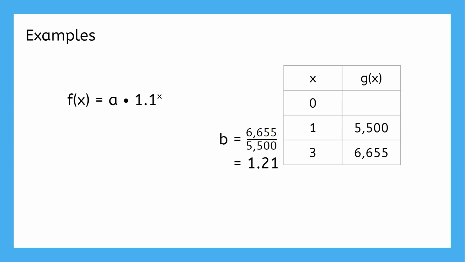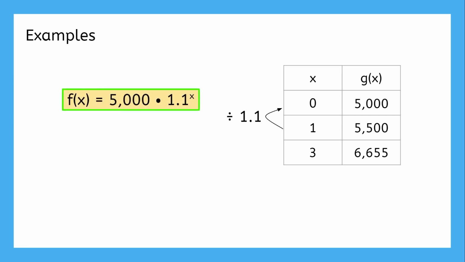Now that we've got the 1-unit interval growth factor, we can start at the data point for input 1 and move backwards 1 unit to find the initial value. In order to move backward, or to the left if we were looking at a graph, we would have to divide by the growth factor instead of multiplying. So we get an initial value of 5,000, which allows us to complete the function. 5,000 times 1.1 to the xth power.